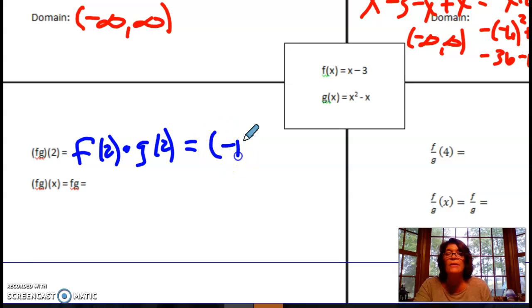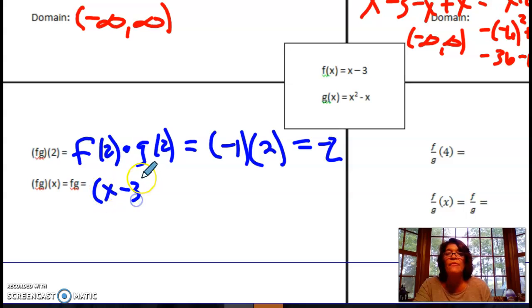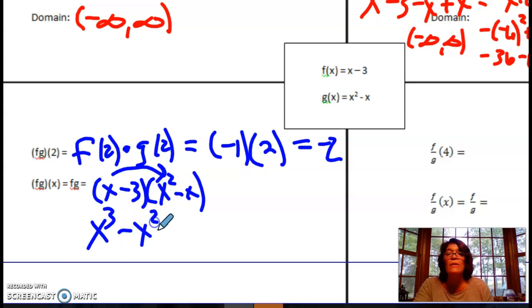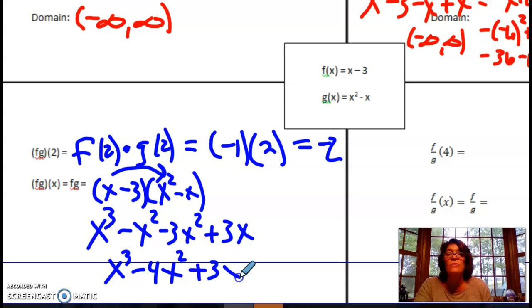f of 2 is -1. g of 2 is 2, right? 4 minus 2, so I get -2. If they ask me for f times g of x, I'm going to take f of x times g of x. And then I will have to do some FOILing. So I'll get x cubed minus x squared minus 3x squared plus 3x. That'll be x cubed minus 4x squared plus 3x. That's f times g of x.